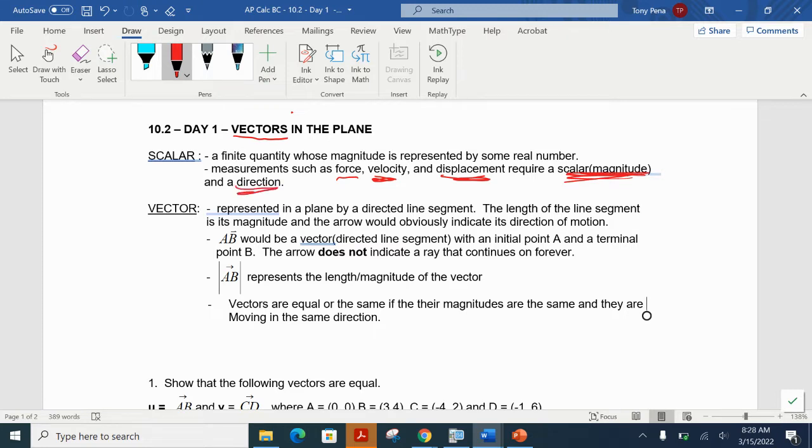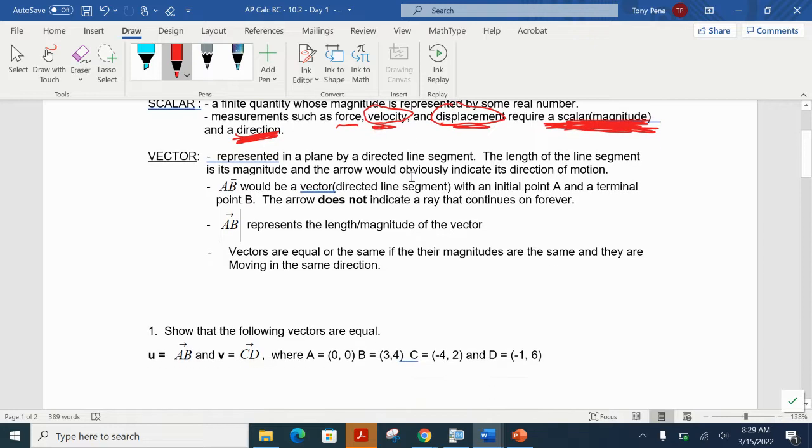And then a direction. Direction was really important with our velocity. The positive sign, negative sign would tell us if we move left or right. Same with displacement. If we have a negative value for our displacement, it means our position decreased. Positive value means it increased. So this tells us how much we increased, the scalar, and this would tell us in what direction we've increased or decreased. All right, a vector is represented in a plane by a directed line segment. The length of that line segment is its magnitude, so that is important.